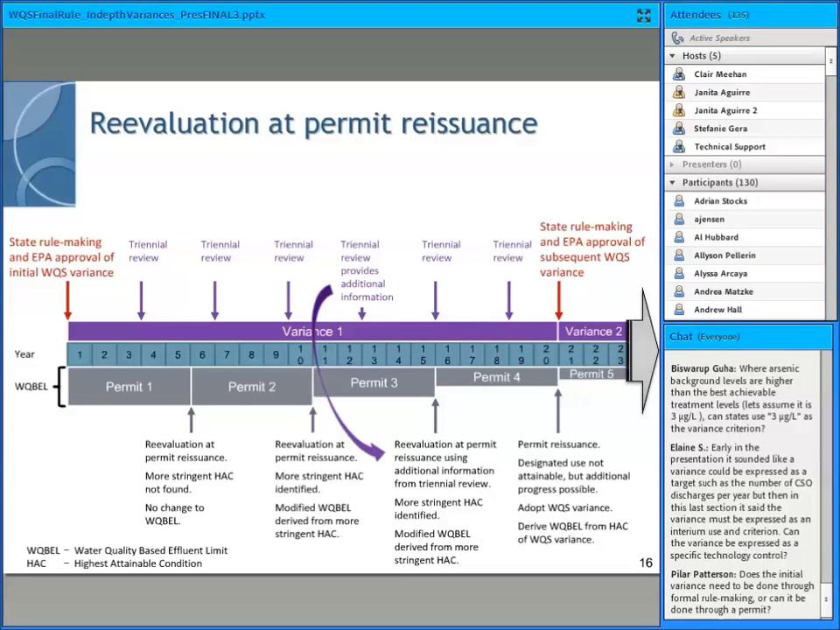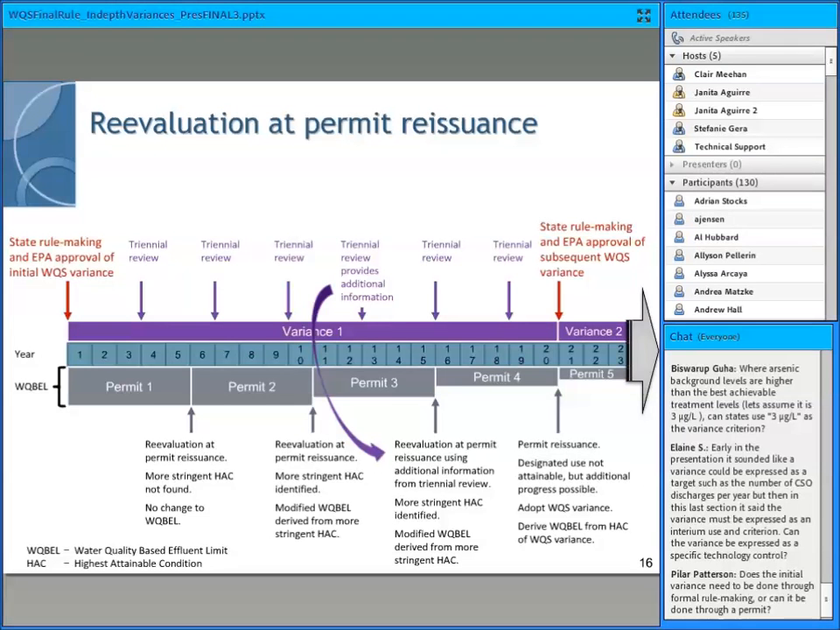Now let's start at the beginning on the left and move through time to the right. In this hypothetical scenario, the state or tribe has determined that the underlying designated use is not currently attainable, but progress can be made towards the designated use. The state or tribe's analysis identifies the highest attainable condition as a specific concentration of the pollutant in the discharger's effluent and estimates it will become feasible to achieve this concentration within 20 years. The state or tribe adopts a water quality standards variance that meets the requirements of 131.14 with a 20-year term, a highest attainable condition specified as the highest attainable effluent concentration within 20 years, and a reevaluation frequency of 5 years.